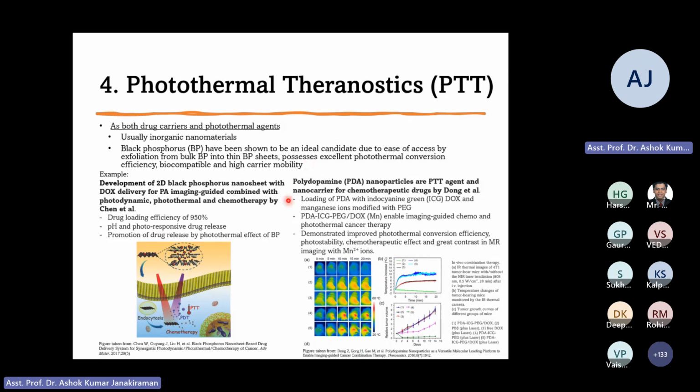Then the next example is polydopamine nanoparticles as PDT agents and nanocarrier for the chemotherapeutic drug by Dong. It was discovered in 2016 and he published his work. This is a nanoparticle they prepared with manganese ion, modified with polyethylene glycol. It's a metallic nanoparticle. So we can call it PDA, ICG, polyethylene glycol and doxorubicin, enabling imaging-guided chemo and photothermal cancer therapy. It demonstrated improved photothermal conversion efficiency.